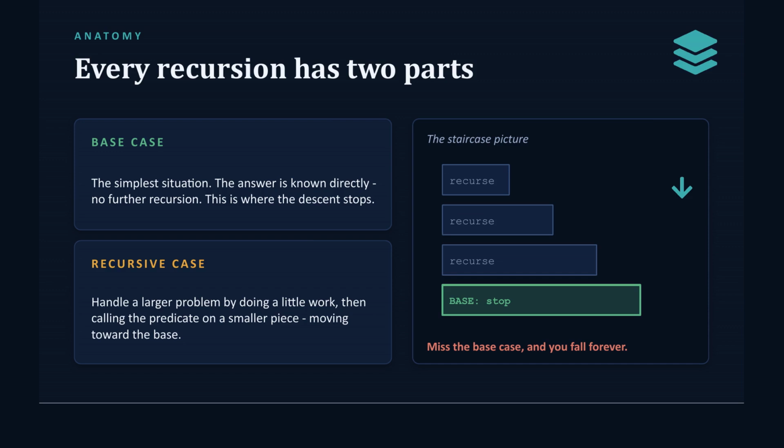Every sound recursion has two parts, and you should learn to spot both immediately. The first is the base case, the simplest situation, where the answer is known directly with no further recursion. The second is the recursive case, it handles a larger problem by doing a little work, then calling itself on a smaller piece. Think of descending a staircase. The base case is the ground floor, where you stop. The recursive case is one step down, then ask the same question again. Miss the base case, and you fall forever.